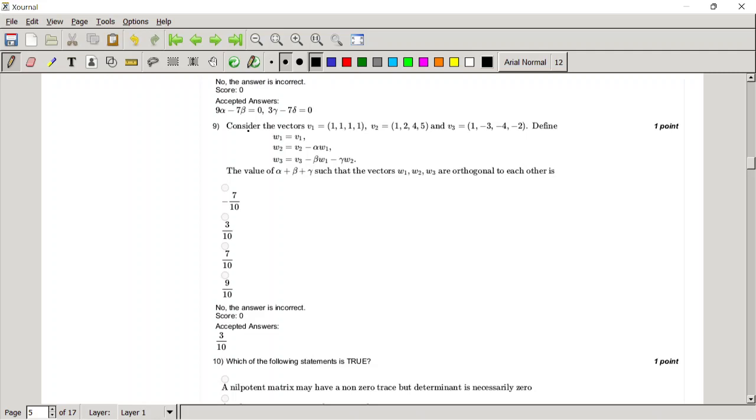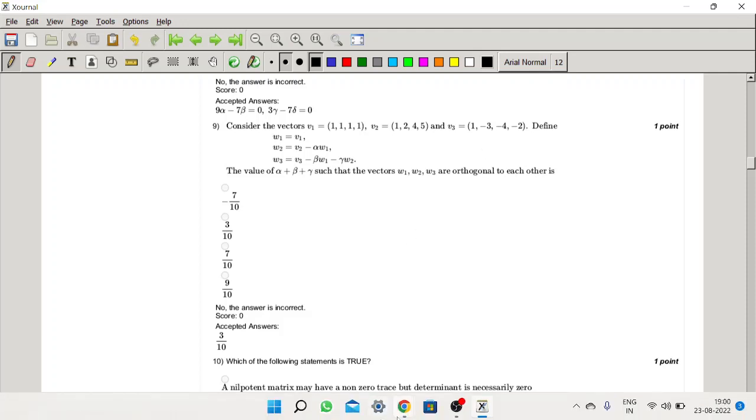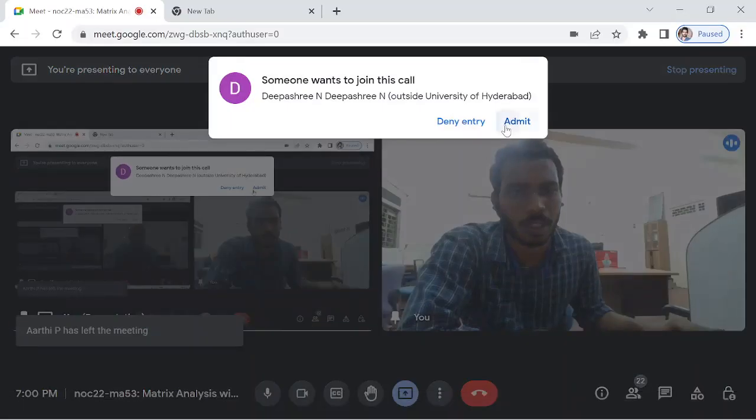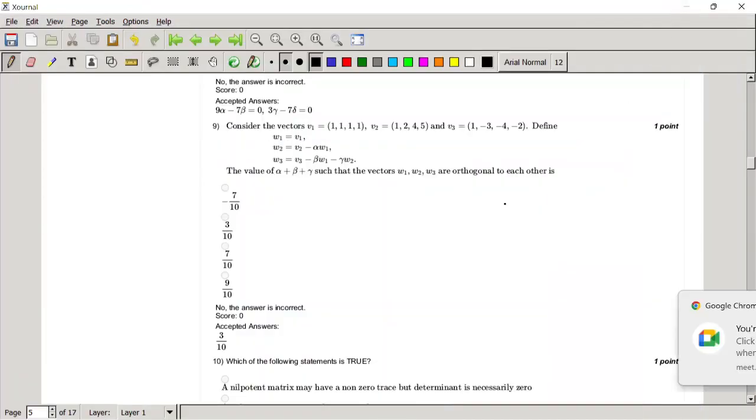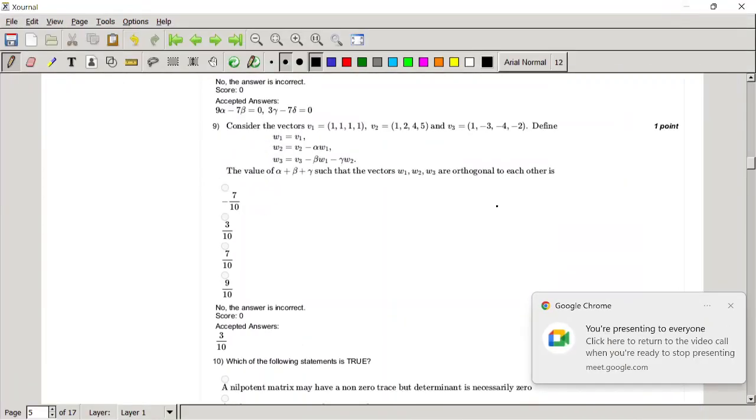The ninth problem here: it is given three vectors v1, v2, v3, and three vectors again defined, w1, w2, w3, like this. w1 equal to v1, w2 equal to v2 minus alpha w1, w3 equal to v3 minus beta w1 minus gamma w2. He is checking whether you know the Gram-Schmidt theorem or not. If you know that theorem statement, you can directly solve this problem.